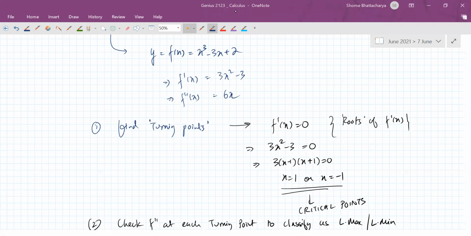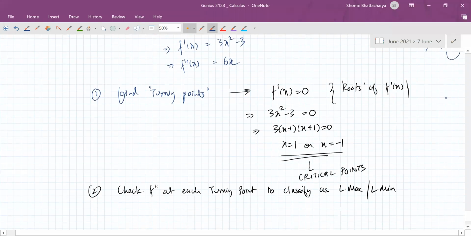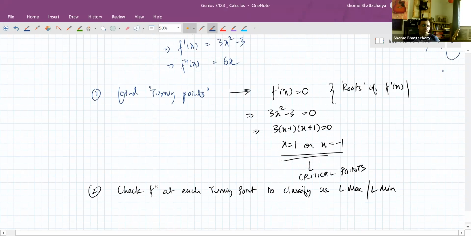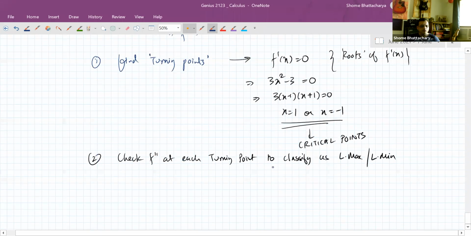Yes, Mansi, that's the same thing. Checking the sign of the second derivative is equivalent to checking the concavity. At a peak point, it is always concave downwards. At a dip point, it is always concave upwards. So they are interchangeable things. Saying that the second derivative is positive is interchangeable with saying that it is a concave upwards point. Okay. So you can say that this second step is equivalent to checking the concavity of the graph. Okay. So now we need to check each of these.